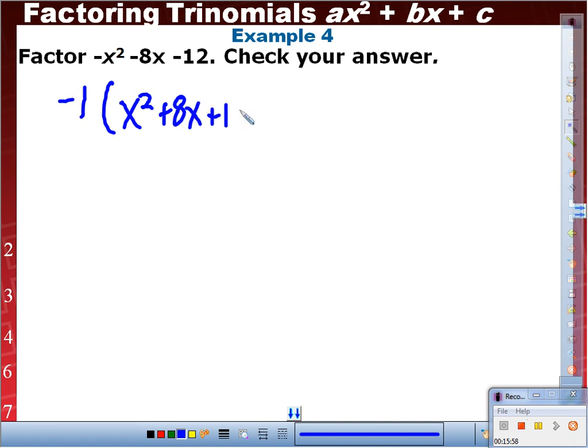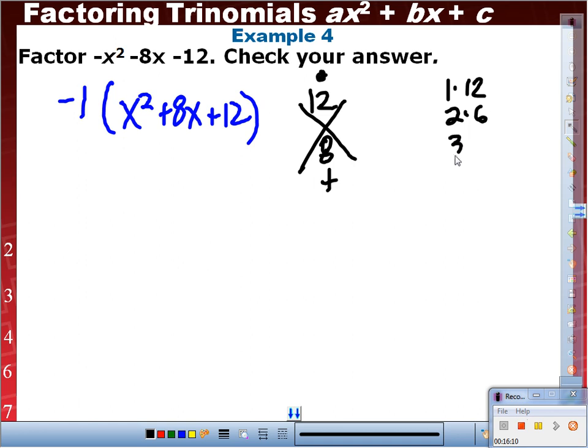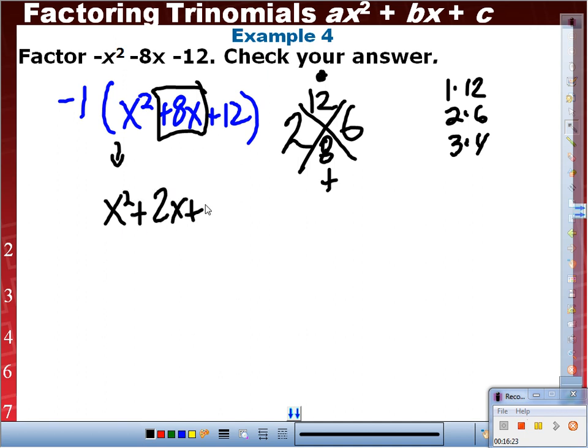plus 12. From there, Power Rangers. We got 12 on top as our product, 8 underneath as our sum. Factors of 12 are 1 times 12, 2 times 6, 3 times 4. Which one of those adds up to 8? 2 and 6. Those are going to replace the 8x. So therefore, I end up with x squared plus 2x plus 6x plus 12.